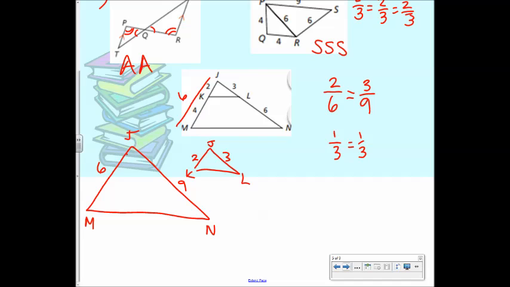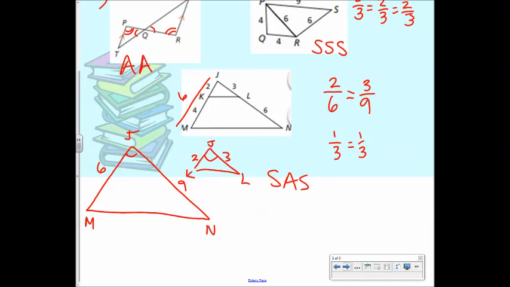Side, angle, side. So the only ones we have are AA, side angle side, AAA. No, just AA, SAS, and SSS. And the only difference is, instead of proving sides are congruent, we're trying to prove that they're proportional. But the angles still have to be congruent. So Bianca summed it up: AA, SAS, and SSS. That's it. And they work the same way, except instead of sides being congruent, sides have to be proportional.